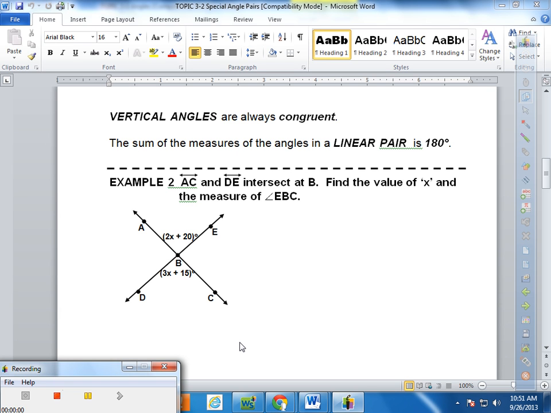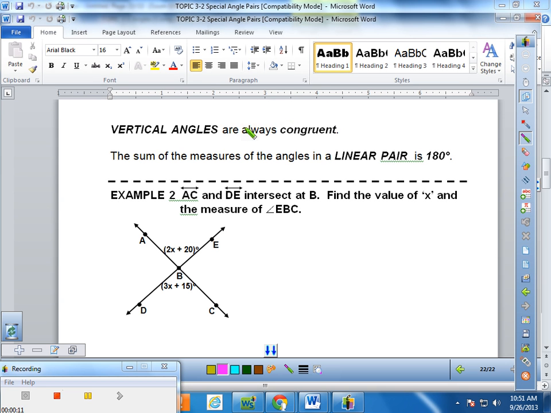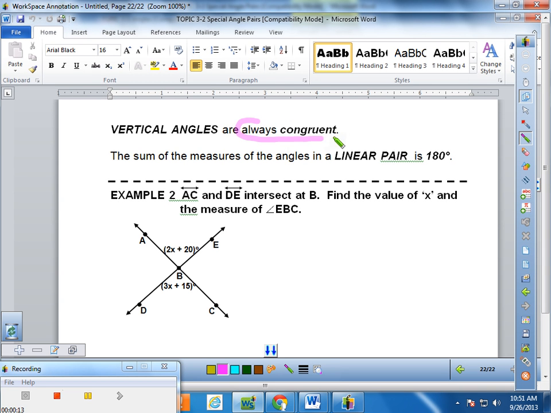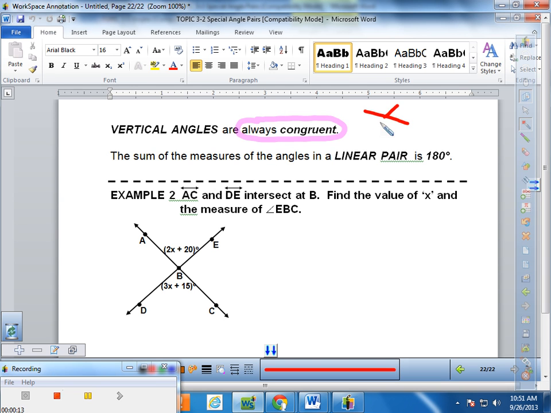Now on the second page of our special angle pairs. We've already talked about vertical angles and what they are. They now tell you that vertical angles are always congruent. That means the same measure. So if one of them is 30 degrees, the other one is 30 degrees also.